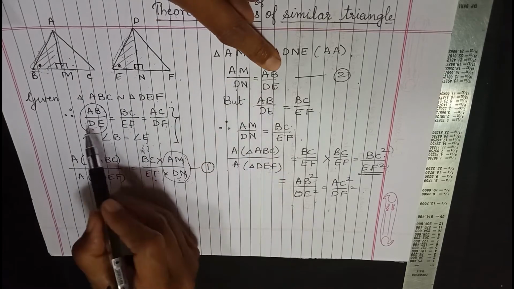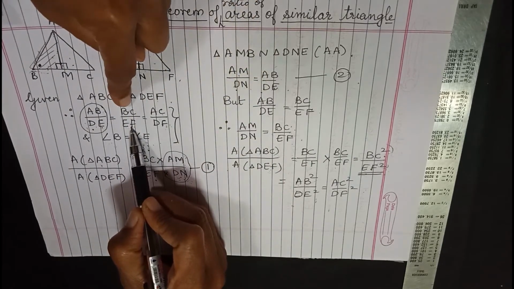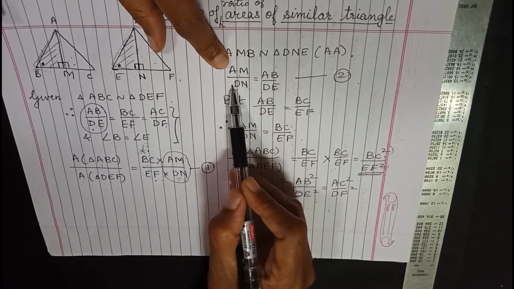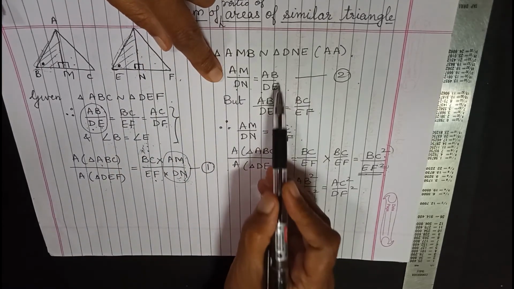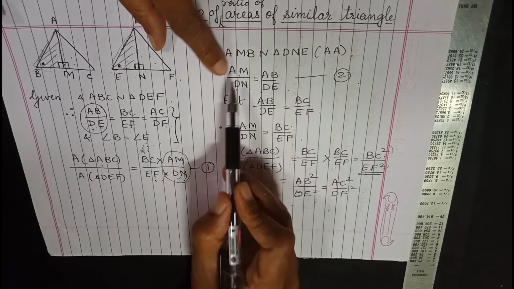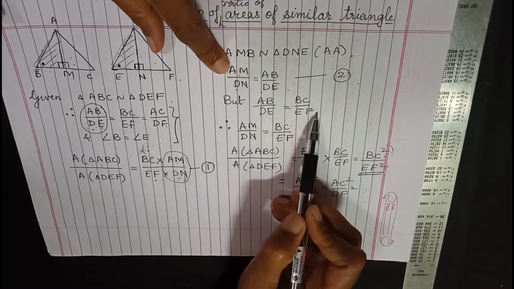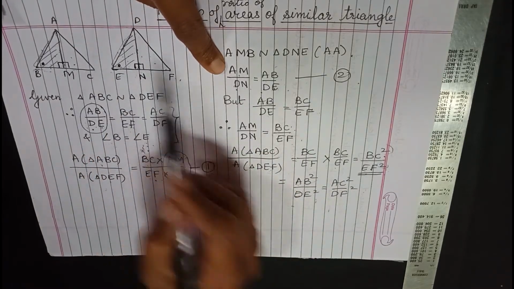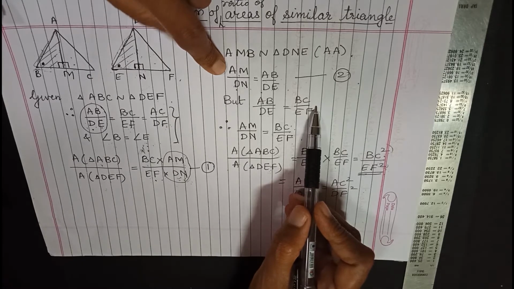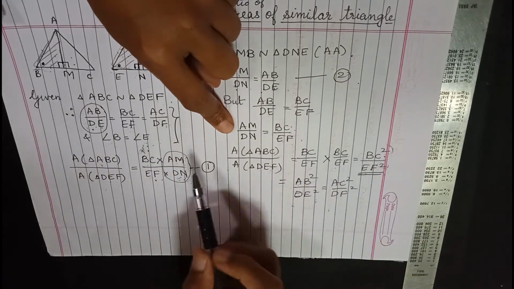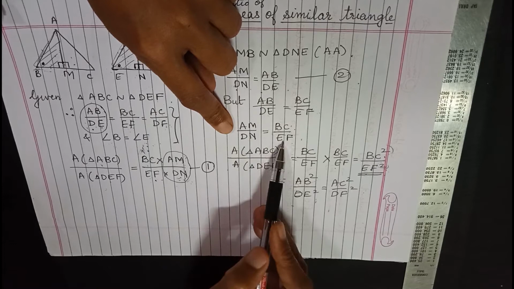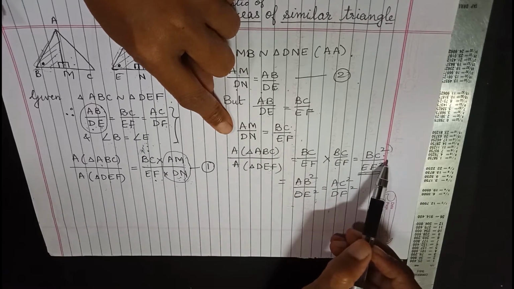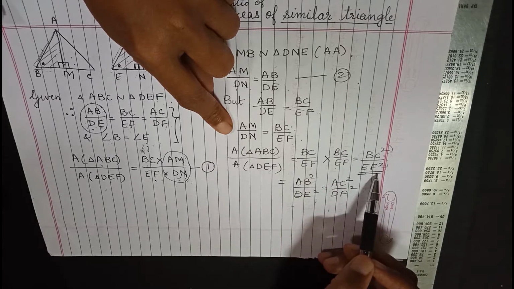But you can see AB upon DE is equal to BC upon EF. Why? Because the two big triangles are similar. So you can see ratio 1 is equal to ratio 2, but ratio 2 is equal to ratio 3. So the conclusion is that ratio 1 and ratio 3 are also going to be equal. Or in other words, the ratio of the heights is also equal to the ratio of the corresponding sides. So in our first equation, instead of AM upon DN, we again substitute BC upon EF. So you can see BC into BC becomes BC square, EF into EF becomes EF square.